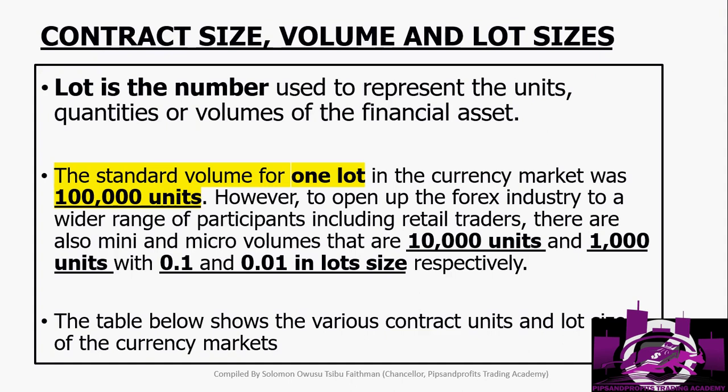And we said that in the past, the standard volume for one lot in the currency market was 100,000 units. However, to open up the Forex industry to a wider range of participants, including retail traders like you and I, there are also the mini and micro volumes, which are 10,000 units for the mini and 1,000 units for the micro. In their lot sizes, we have them as 0.1 for the mini and 0.01 for the micro, okay?